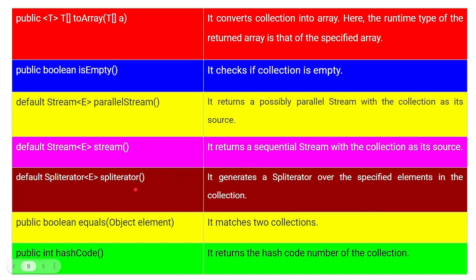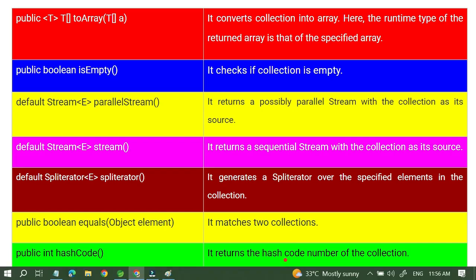This is the spliterator, so it generates a spliterator over the specified elements in the collection. You can use the spliterator, it will split the values. Okay, and this is the equals method, so it matches two collections, it will check whether two collections are the same or not. Okay, this is the hashCode, so we can generate a hash code of the particular object. It returns the hash code number of the collection.